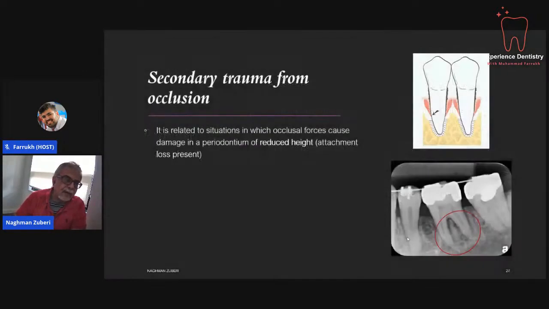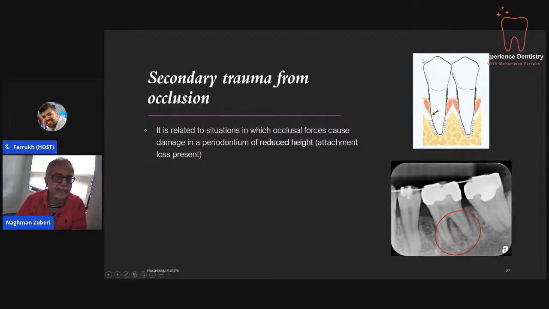Secondary trauma is in those cases where a person already has some periodontal condition. Periodontitis is there, and the bony support is basically all destroyed because of it. It is not that healthy. The microorganisms are there, some calculus deposits, plaque accumulation, everything is there. And the trauma has started.